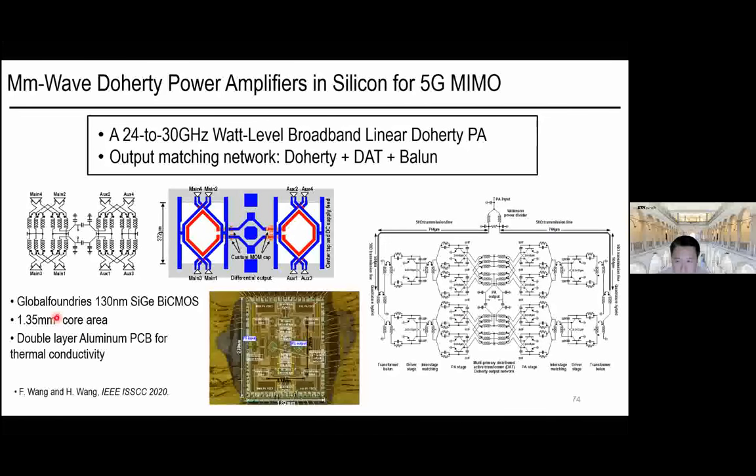We further investigated the possibility to achieve higher power millimeter-wave Doherty PAs. Here we explore a Doherty passive network based on the transformer impedance inverter and the capacitive impedance inverter networks, a combination of the two. Overall the design achieved a 24 to 30 gigahertz linear Doherty PA with almost watt-level power, and I think it is the first for 130 nanometer CMOS implementation. The output network combines four differential PAs as the main PA and four differential PAs as the auxiliary PA. The work was presented at ISSCC in 2020.